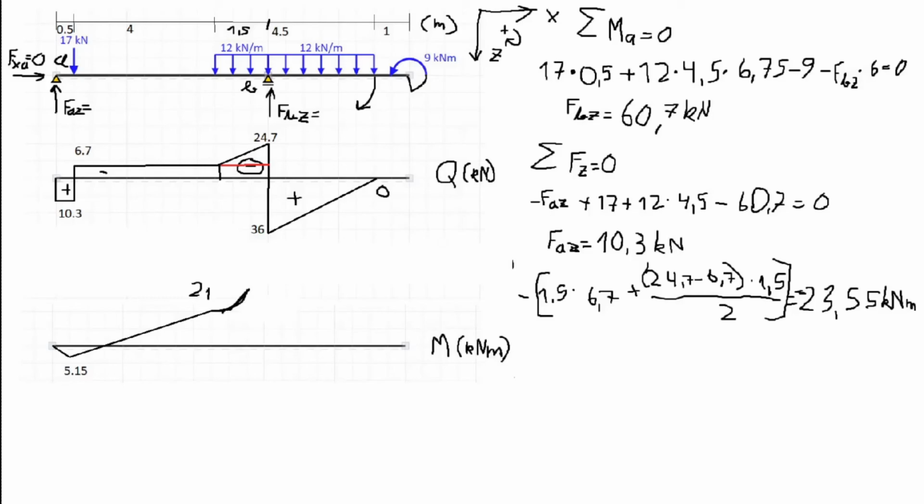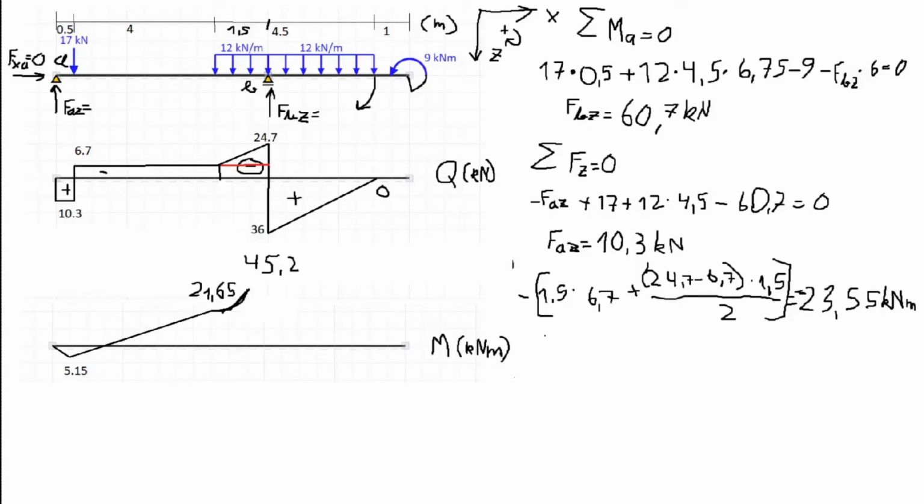Previously we had our negative 21.65 kilonewton meter moment right where the distributed load part starts, and we will add to that this negative 23.55, which will add up to 45.2 kilonewton meters.